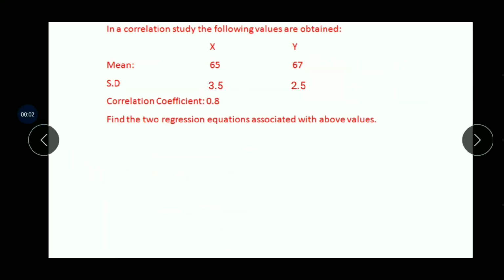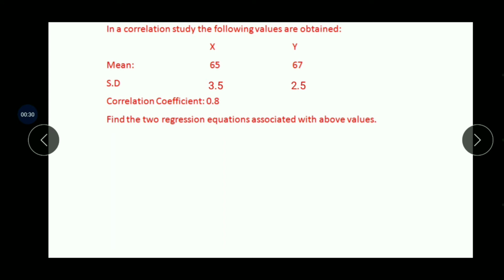So next question. In a correlation study, the following values are obtained. Mean of x series is 65. Mean of y series is 67. Standard deviation of x series is 3.5. Standard deviation of y series is 2.5. Correlation coefficient is given to be 0.8. This is the correlation coefficient between x series and y series. We have to find the two regression equations associated with above values.